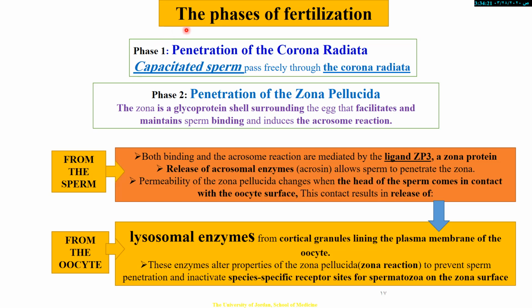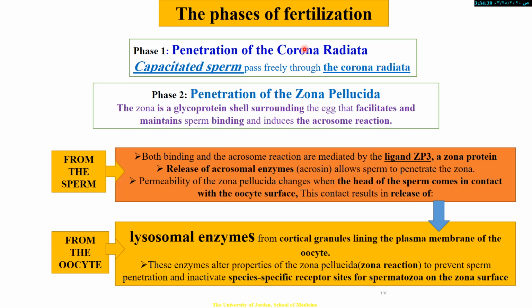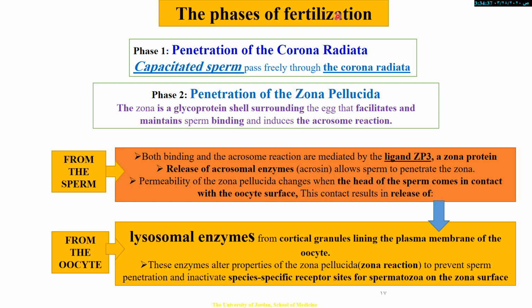Phases of fertilization. The first one is penetration of the corona radiata. The second one is penetration of the zona pellucida, and the last one, fusion of the oocyte and the sperm. So we have walls to go through. The first wall is the corona radiata. I already told you who is going to pass through it: the capacitated sperm. So capacitated sperm freely pass through the corona radiata.